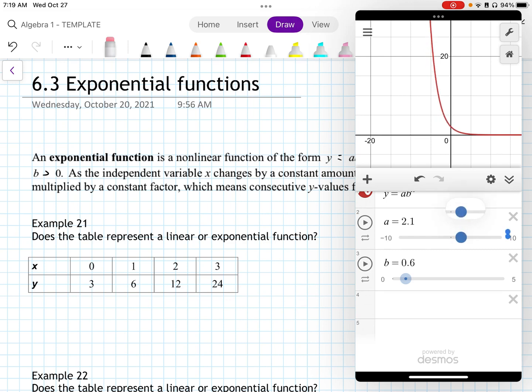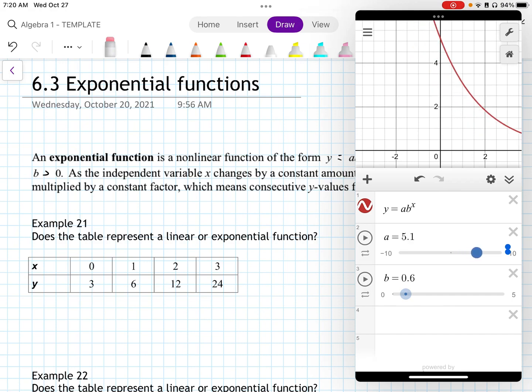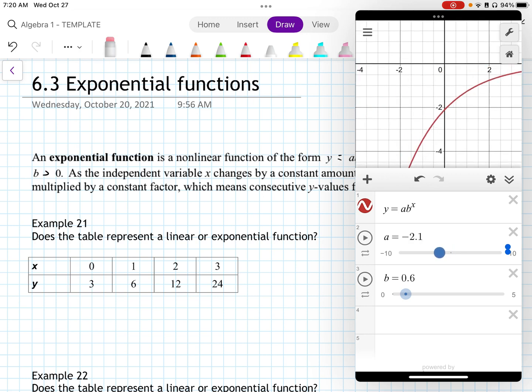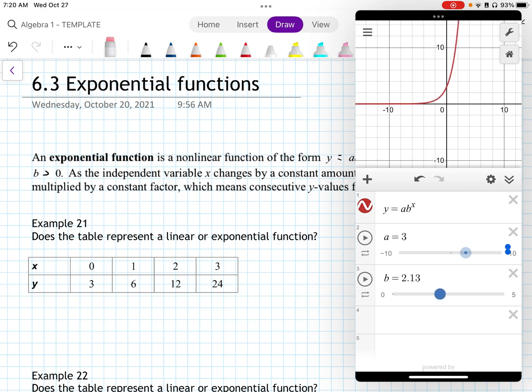Now let's look at a. As a gets bigger and smaller, well, if it's negative, it flips it down. If it's positive, it stays up. And the bigger it gets, what we're changing right there is actually the y-intercept. We can see right there it's at 4 whenever a is at 4. Well, actually it's 4.1. And if we put it down to 2, well, there it is. If we put it down to negative, it touches it at -2 and -4. So whatever a is, that's going to be your y-intercept, and b is going to decide how quickly it grows.